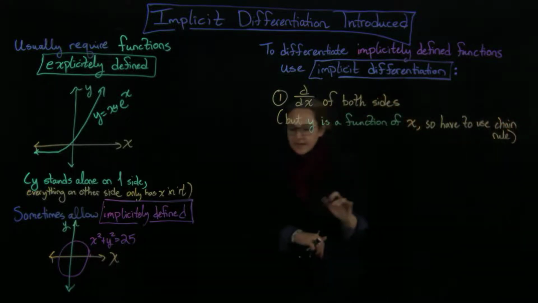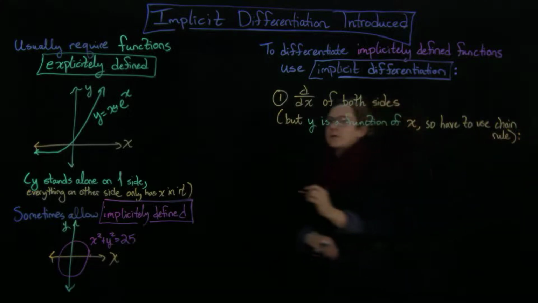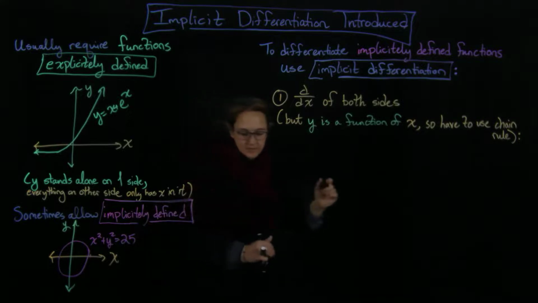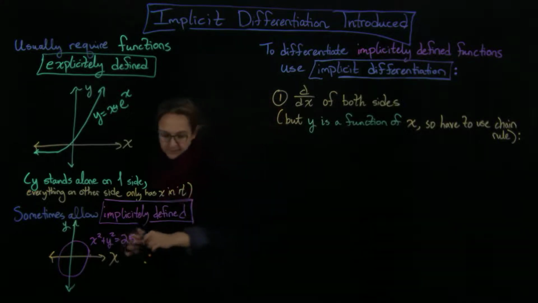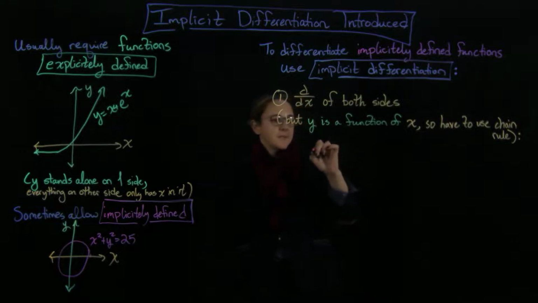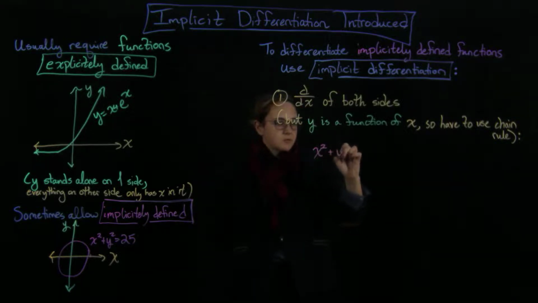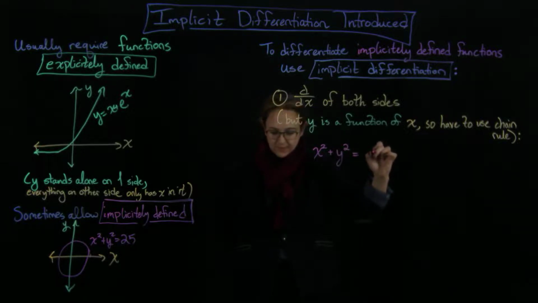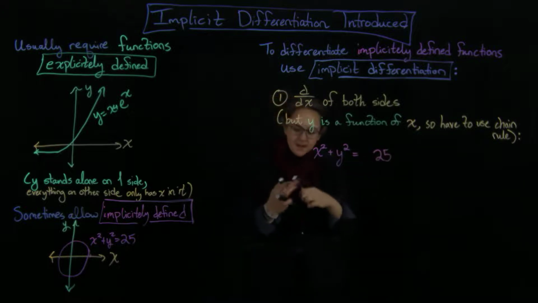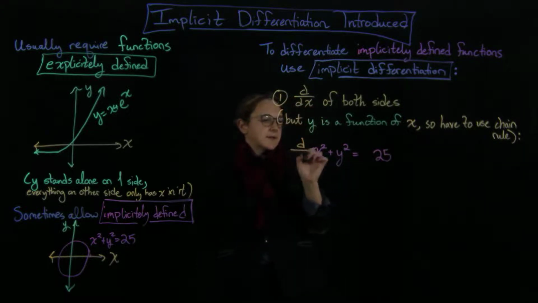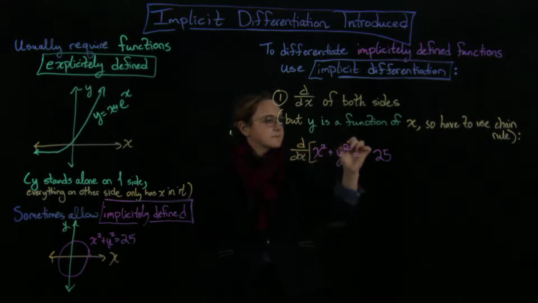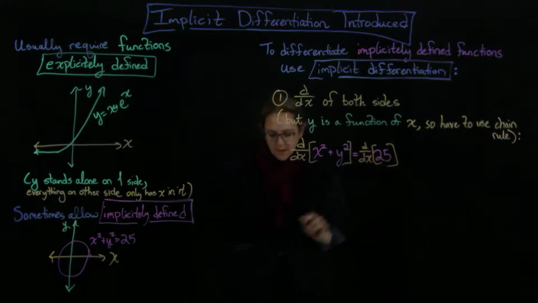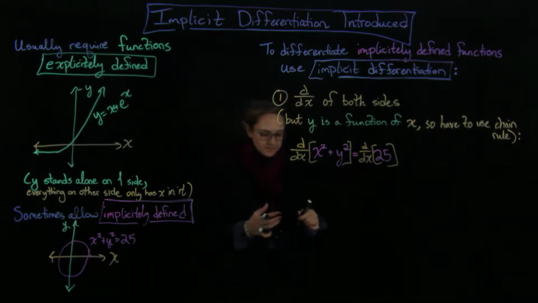Okay, so let's go ahead and look at how this works. I'm going to do this with this particular function here. So I have it written as x squared plus y squared equals 25. And then I need to take the derivative with respect to x of both sides. Now this is where I need to be very careful.